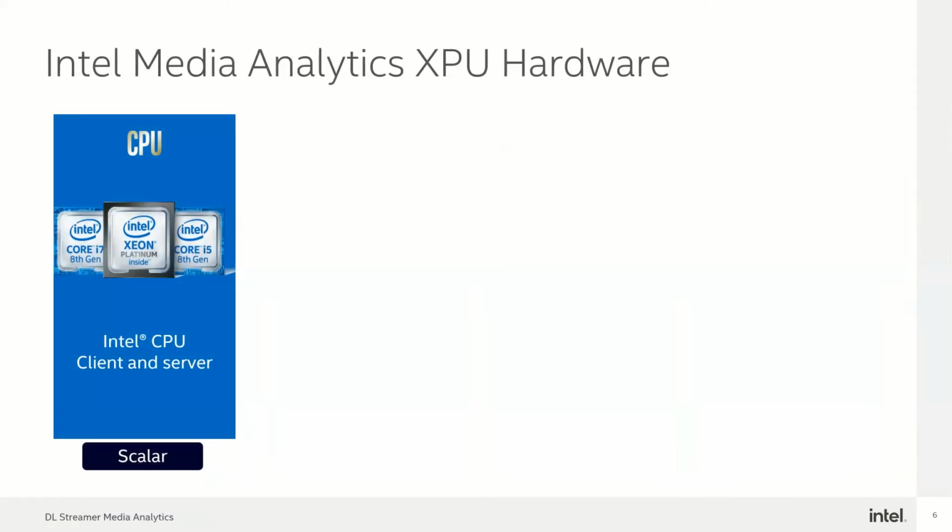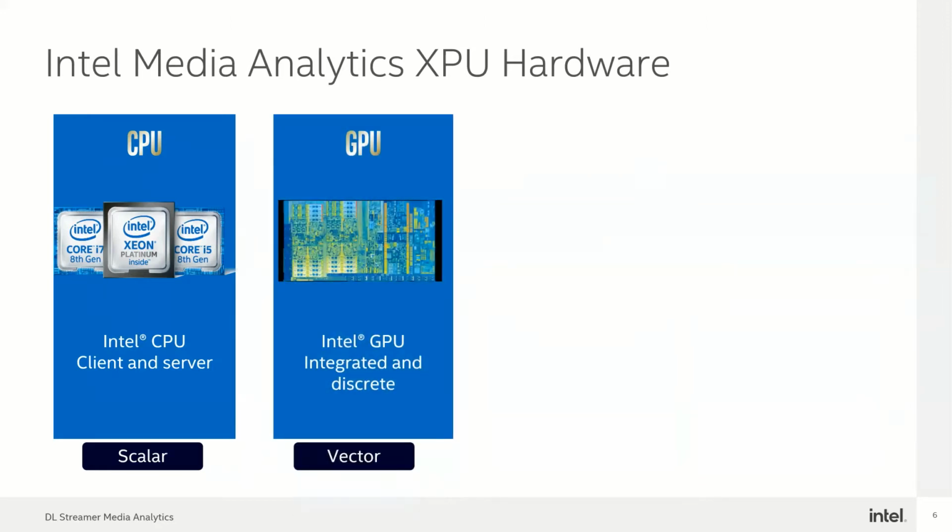So along with that, what are some of the different types of hardware that we've got? We've got a traditional CPU in server forms. This is what we classify as scalar arithmetic, kind of traditional architectures, traditional processing, but obviously getting more powerful with each generation. You've got GPUs, which exemplify vector calculations, having both integrated graphics on Intel hardware as well as discrete graphics.